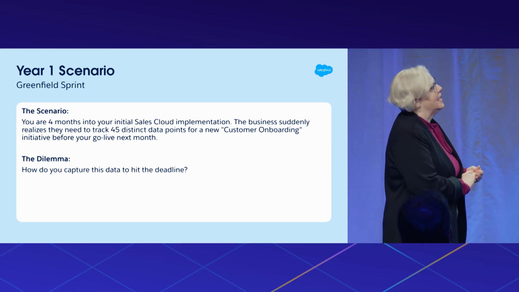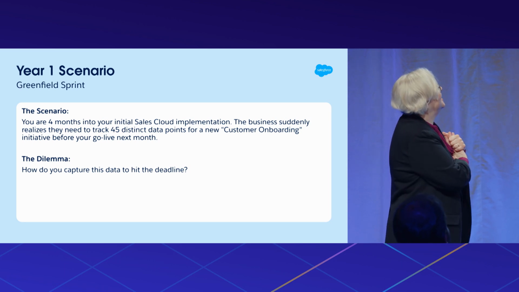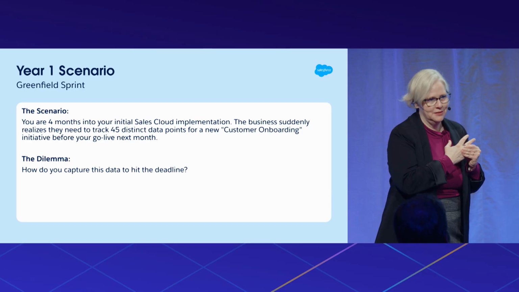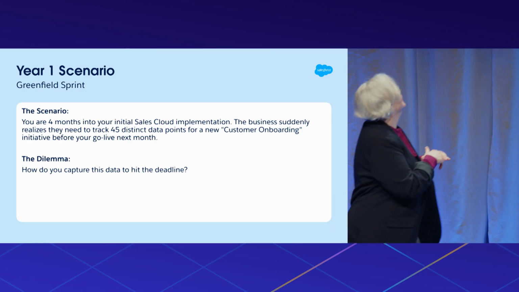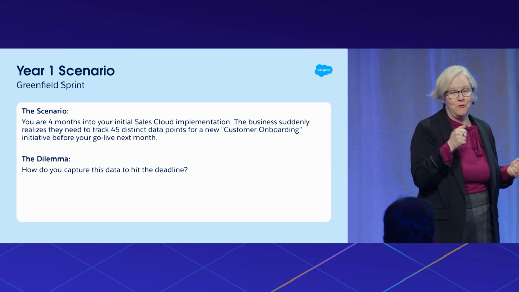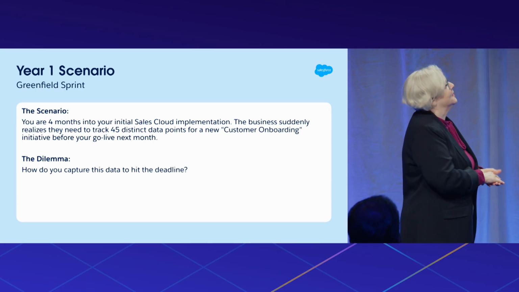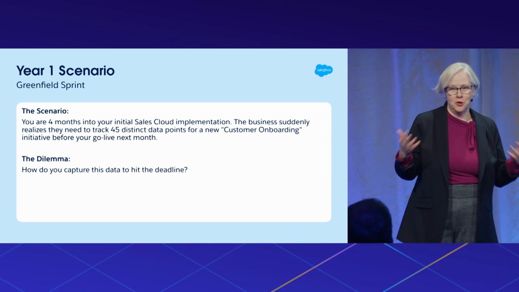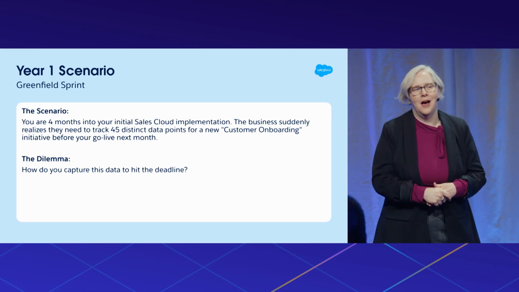So, a nice straightforward implementation. Suddenly, the business says, hey, I got an idea. For customer onboarding, we're going to need 45 unique data points. And I want you to do it before go live. Not change out your go live, I want you to hit it before go live. So how do you capture this before you hit the deadline? Before we put up the different choices, keep in mind there's a lot of pressure on you. This is a brand new journey. You've spent a lot of money as an organization. So how do you react?